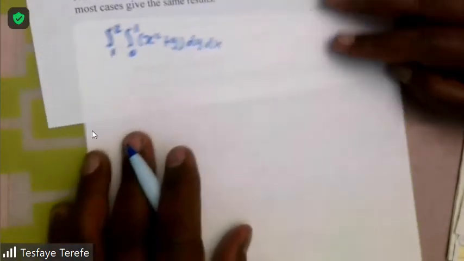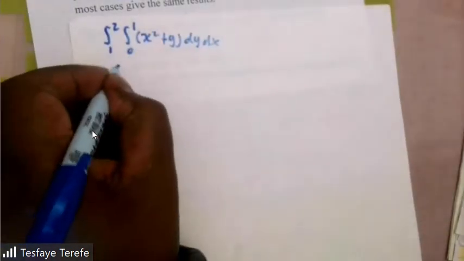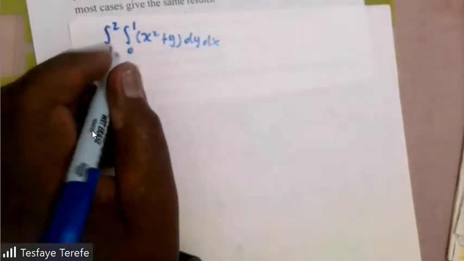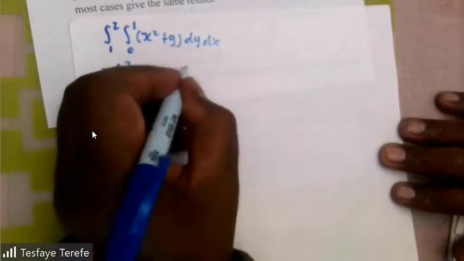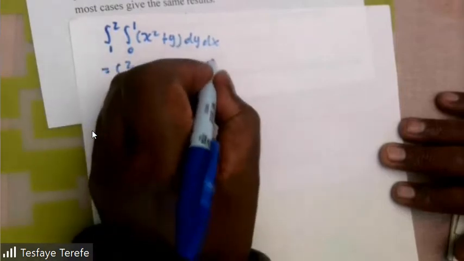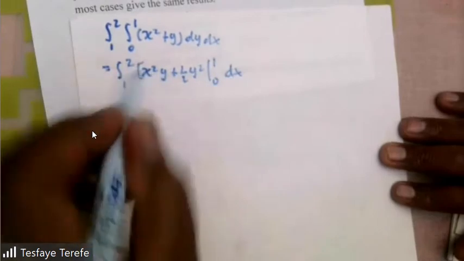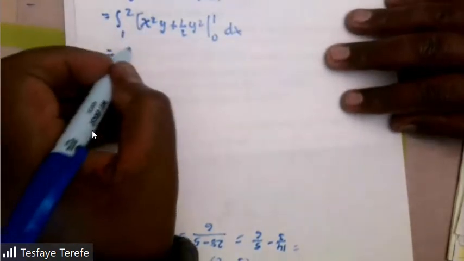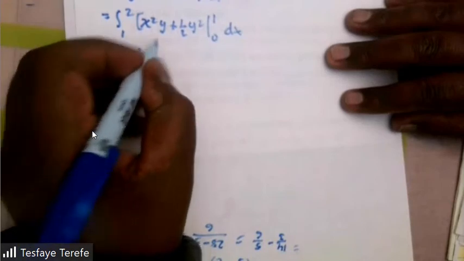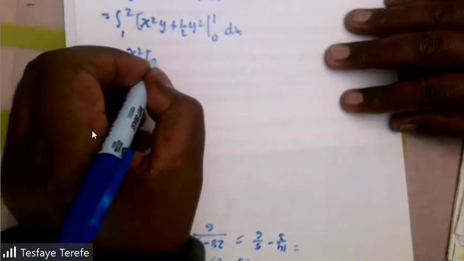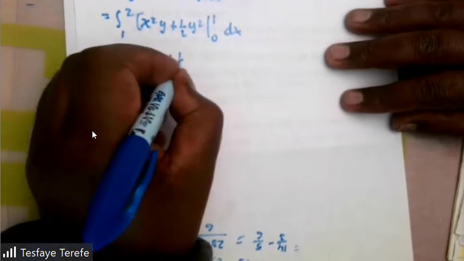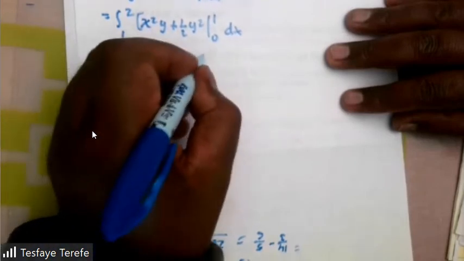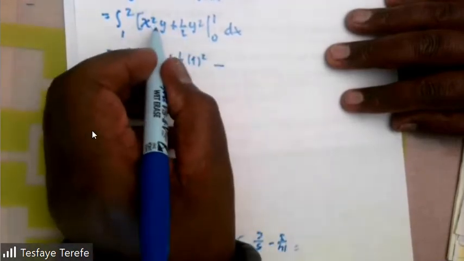Okay, well, when we do it one way, this is going to be the integral from 1 up to 2, and integral from 0 up to 1, x squared y plus 1 half y squared, evaluated from 0 up to 1, and dx. And this will give me a very simple value. Well, x squared I have here, and from that I subtract x squared times 1, plus 1 half times 1 squared, and then I will subtract when I put 0 for y.